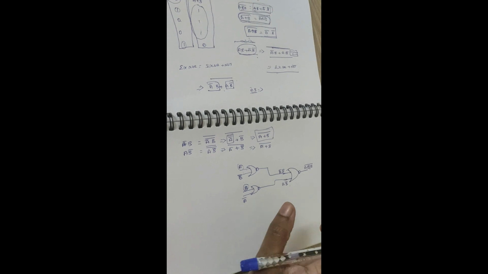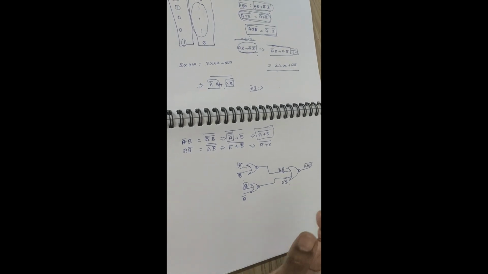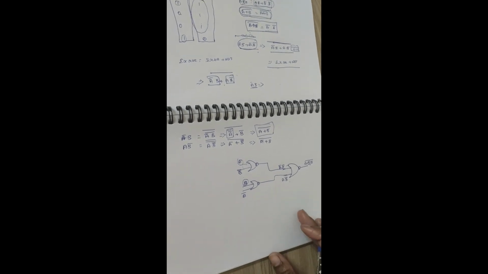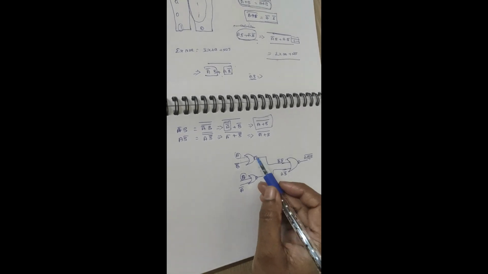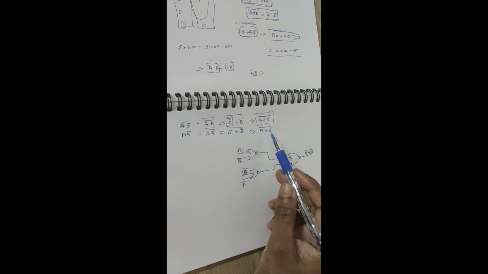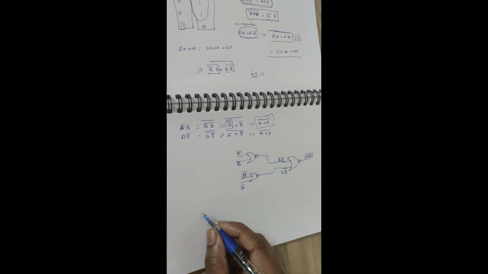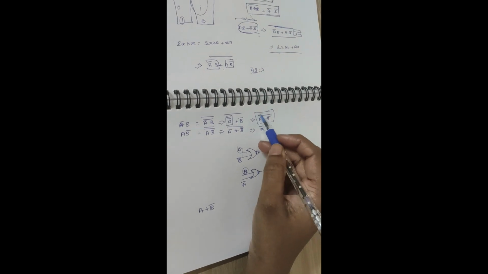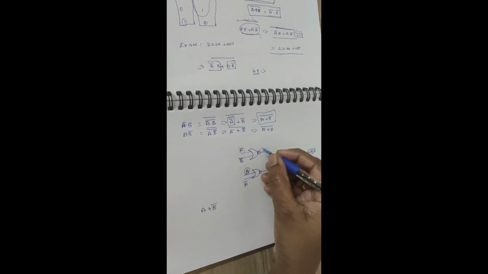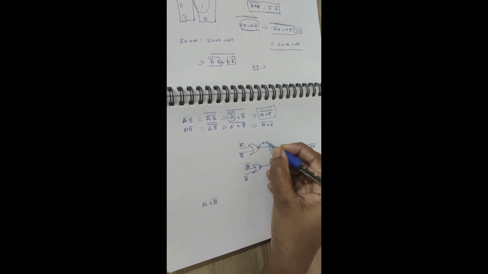But we are trying to implement this as an optimized design. So we will do some more analysis here. Consider we need, instead of this bar, you just ignore this bar and you need A plus B bar. The whole bar is there, right? So this whole bar we have. So here something like this only, right?